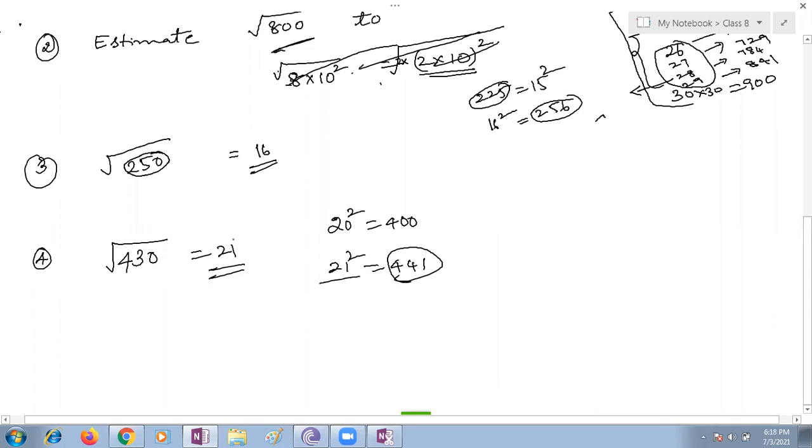I got 20.73. This point is more than or equal to 5, so it will be 21. We are rounding off to 21 because you are asked to write it as a whole number. You just estimate the nearest whole number, so we are not going to take a decimal number. We are going to take 21.